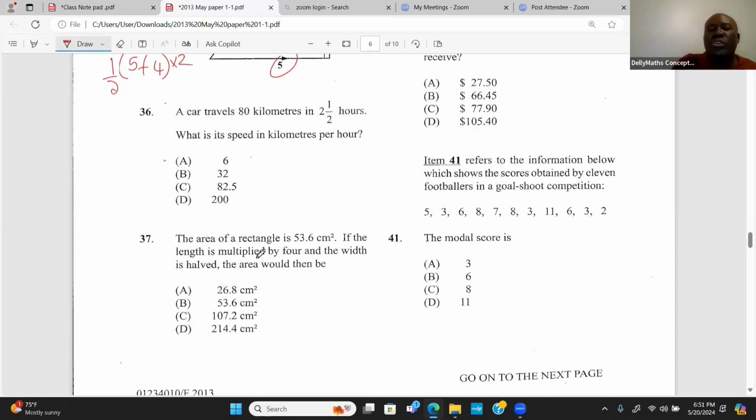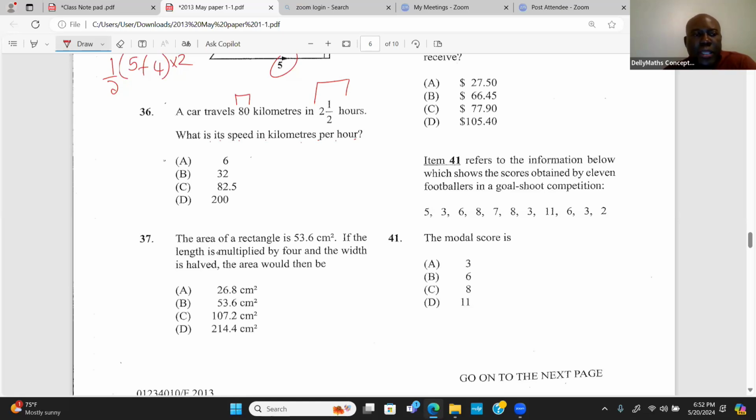This formula is given to you by CXC as well. It's a trapezium area. A car travels 80 kilometers in 2.5 hours, all right? So pay attention to details. 80 kilometers, 2.5 hours. What is its speed in kilometers per hour?